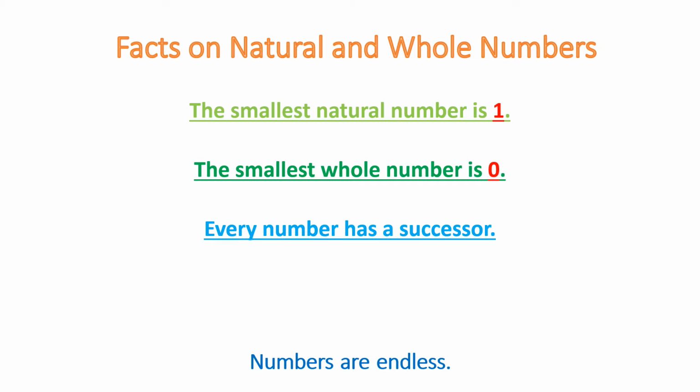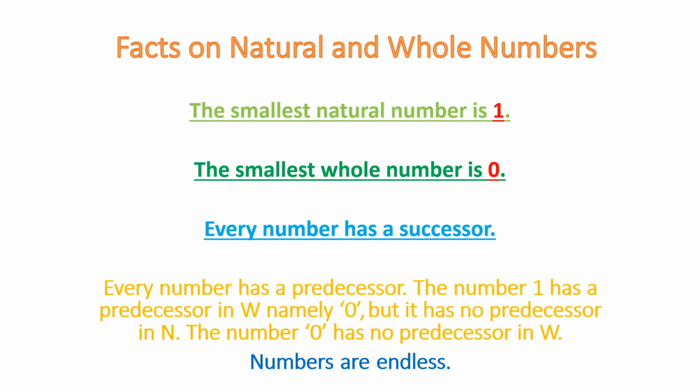Every number has a successor. Hope you know what a successor is, isn't it? Successor means the next number. So every number has a successor, the next number. Every number has a predecessor. The number 1 has a predecessor in W, namely 0. W means whole numbers. In whole numbers, the predecessor of 1 is 0.